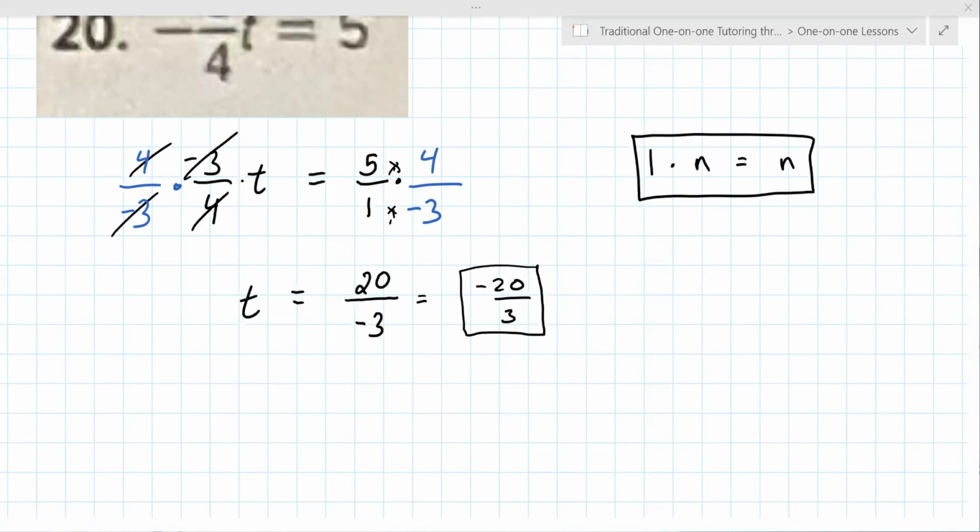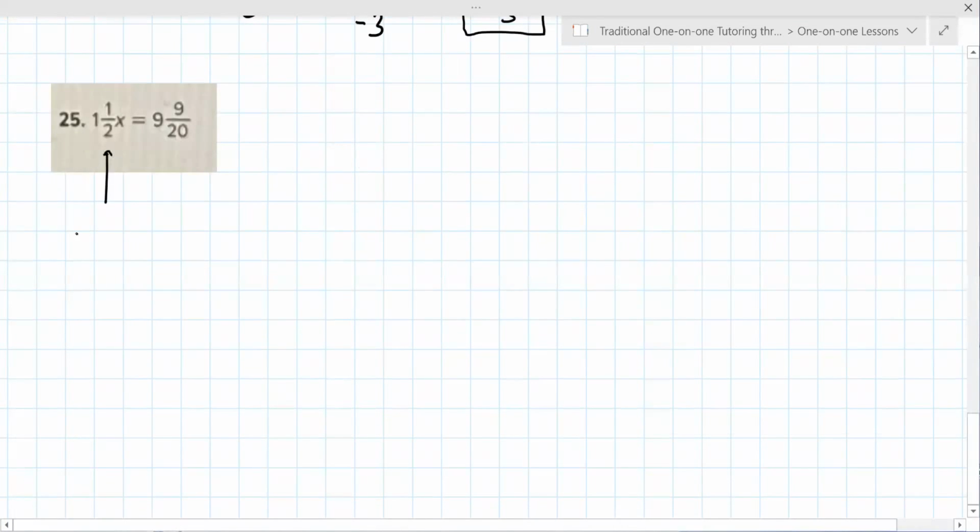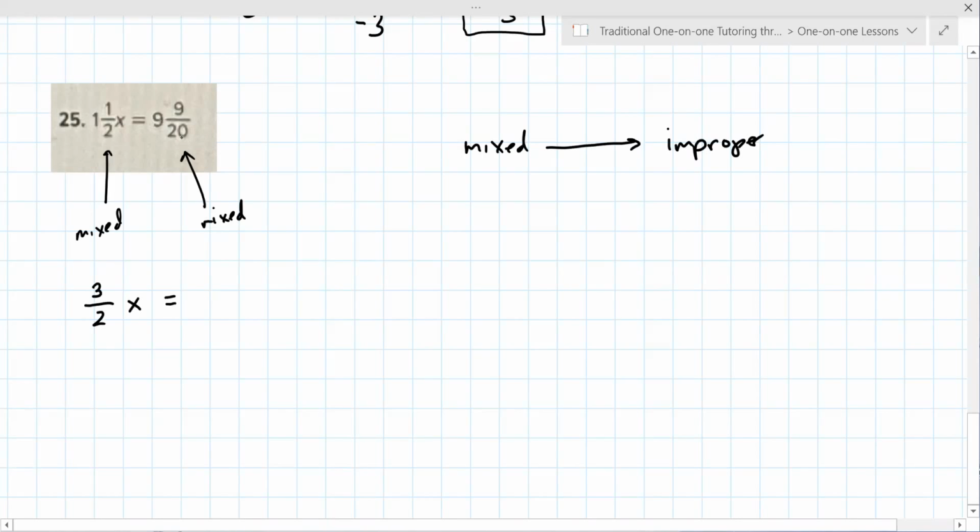Right. So let me pull up 25 next and do the first step, because these are both mixed fractions. Do you remember how to convert from mixed to improper? So you multiply 2 times 1, and then you add this number up here. So it's 3/2. And then on the right, it's the same thing. 20 times 9, 180, plus 9, 189 over 20.